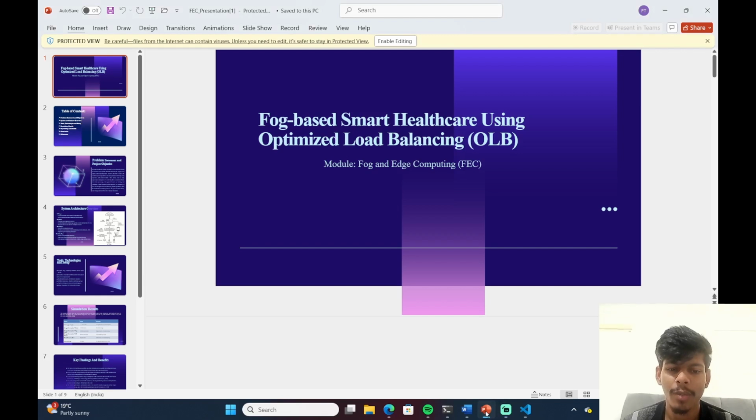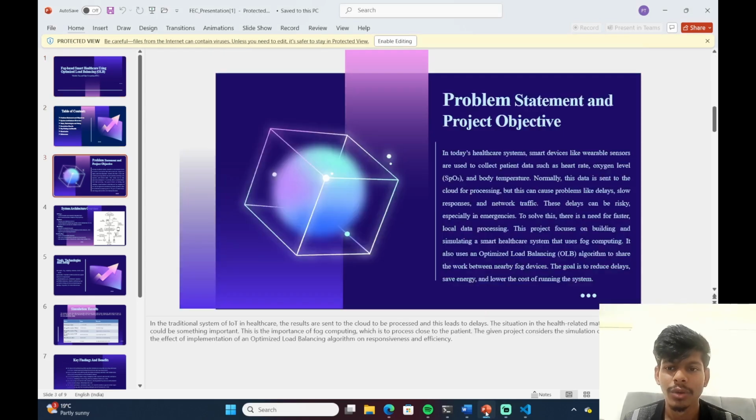Today I am going to talk about my project, which is fog-based IoT healthcare using optimized load balancing. My project objective is this: in the traditional system of IoT and healthcare, the results are sent to the cloud to be processed, and this leads to delay. In health-related matters, the situation is crucial and each second could be important.